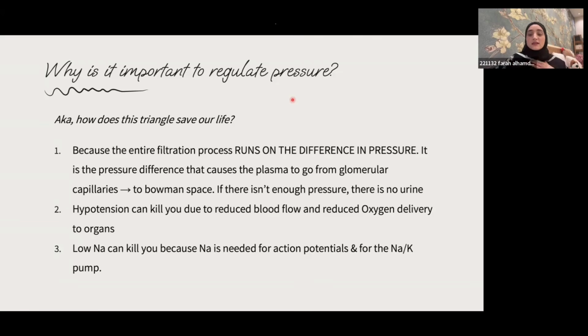So the macula densa senses low sodium. And why is sodium important? Sodium is important, first of all, because it is used in the sodium potassium pump. All over the body, we have sodium potassium pumps on the cells, and it's also used for the action potential. Sodium is part of the actual action potential in the nerves. So if there's no sodium, really bad.